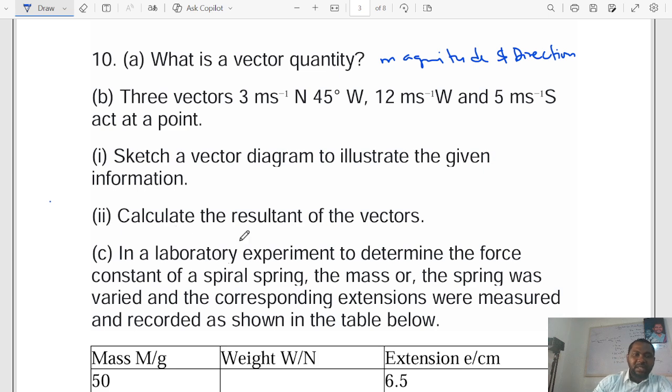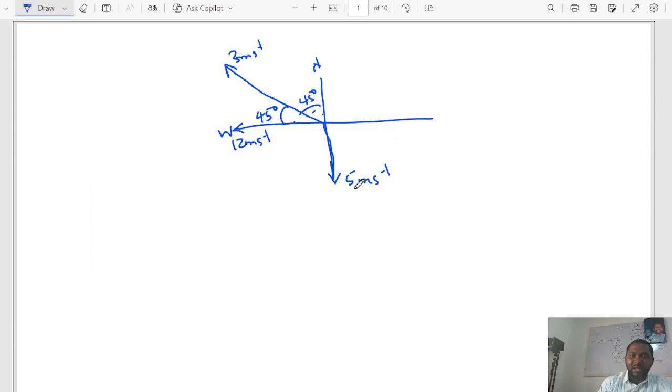Now the second one says calculate the resultant of the vectors. To find the resultant, first of all you must know the horizontal component, and secondly the vertical component of each of the vectors. For example, this vector here is vertical 5, so I'm going to write it here, but it's going to have a minus sign. It has a negative sign because this is in the negative y-axis.